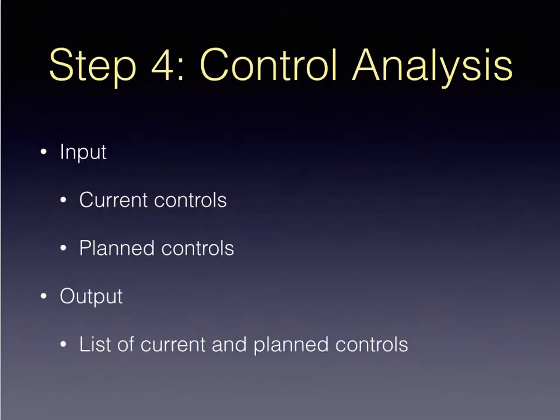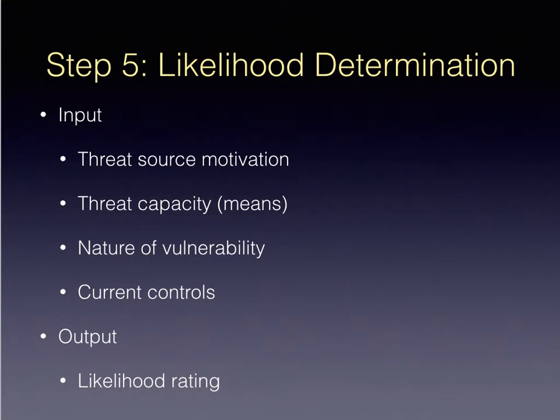Control analysis looks at the current controls and any planned controls and provides us with a list of those controls so that we can determine exactly what the risk is to the organization from the threats and vulnerabilities that have been identified. And this is where we get our information to determine likelihood. The inputs to likelihood are the threat source motivation, which we've talked about before, the means or threat capacity of that threat, and the nature of the vulnerability.